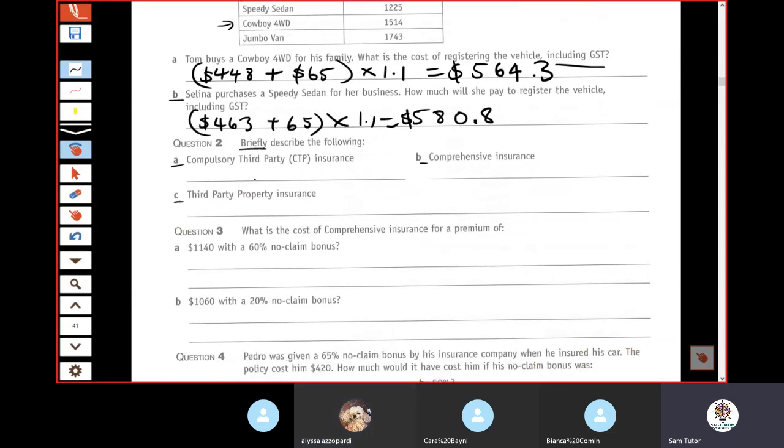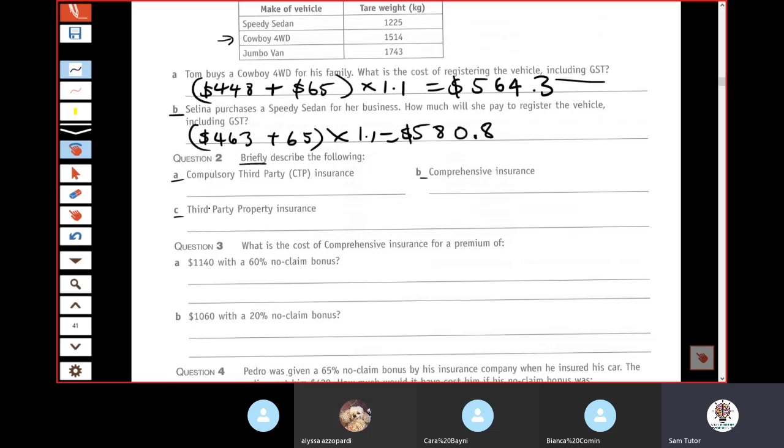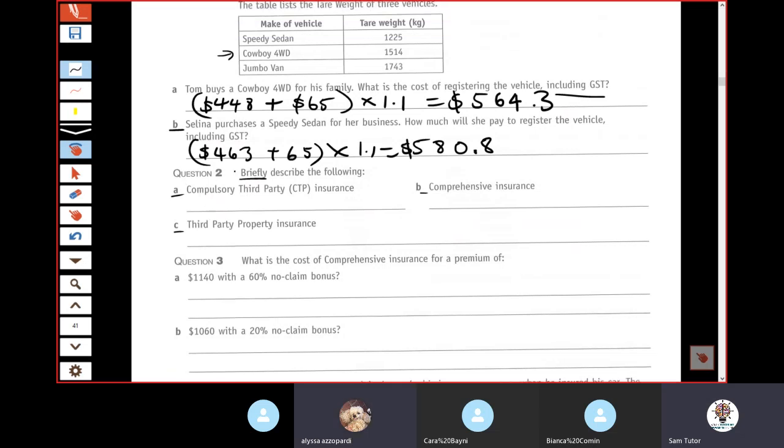That's okay. All right, well, I'll walk you through this question then. Compulsory third-party insurance is insurance that covers people in case of accident, in case of disability or death. So if you ever hit someone or you hit a car and then they become really injured or whatever it is, at least it covers them personally.